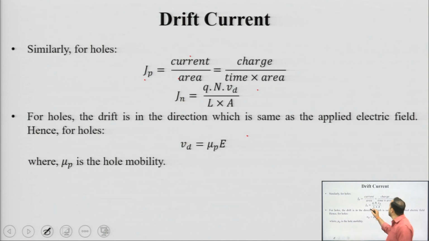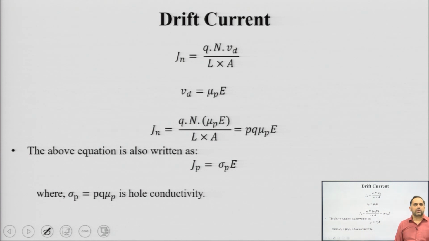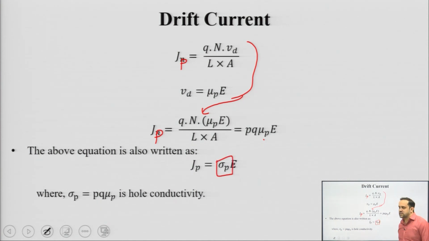Combine these two, this should be J_p here. Again I think I have put the wrong subscript, this should be J_p. So, with this the whole current density, if you combine these two equations, you are going to get this third equation. The hole current density is q p mu p times E, where p is n by L times A, the hole concentration, then charge q, mobility and electric field, and this term here is nothing but the hole conductivity.